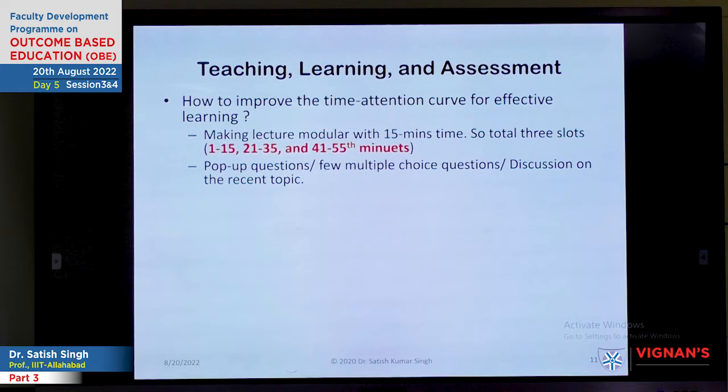Pop-up questions and few multiple choice questions. Discussion on recent topics. You finish, do this exercise. Okay. Suddenly you just pick a student and just discuss something. During discussion, you will find that everybody will listen to you, except 1 or 2 students who must be sleeping. Leave them. But mostly the students used to listen when we interact personally. It is not necessary to interact personally with anybody. He or she may be any student randomly, but everybody will listen to that discussion.